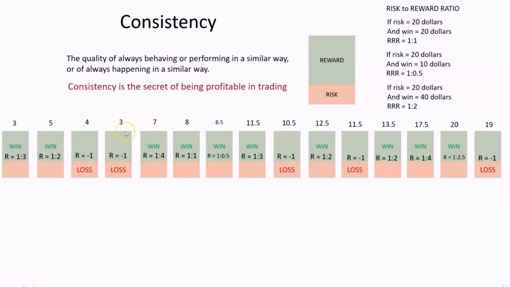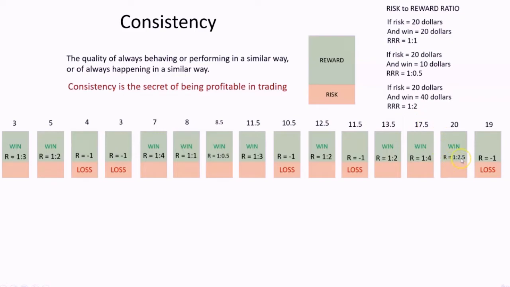So that's 7. The next day you make 1 R, that's 8. The next day, let's say that it takes you out at 0.5 R and you have 8.5. Then you make 3 Rs, 11.5. Then you take another loss, 10.5. You make 2 Rs, 12.5. You take another loss, 11.5. You make 2 Rs, 13.5. You make 4 Rs, 17.5.